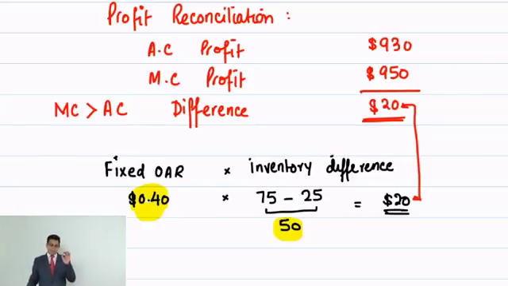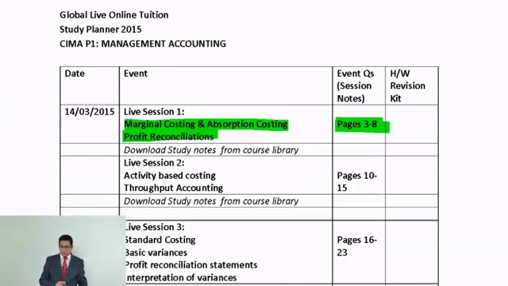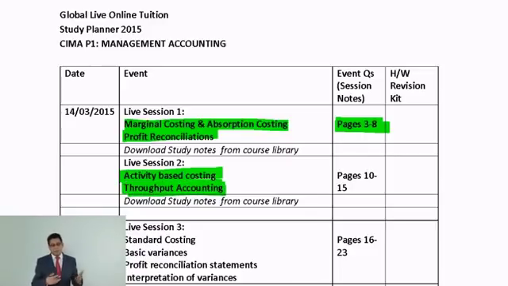From your revision kits there is a topic under marginal costing. Make sure you try those questions under absorption and marginal costing somehow. This was the work we were doing today, which was marginal costing and absorption costing and profit reconciliation. In the next session we are going to talk about activity based costing and a little bit of throughput accounting, whatever we can cover.